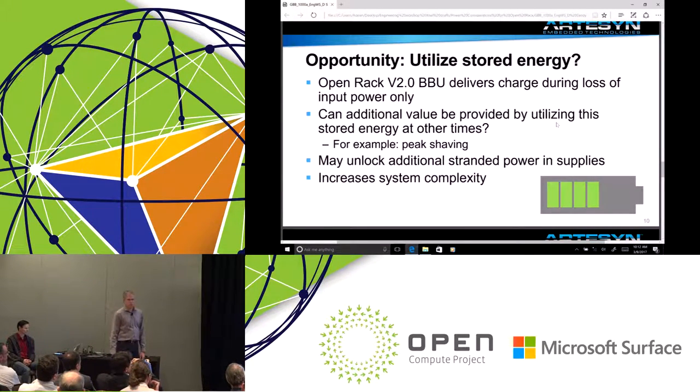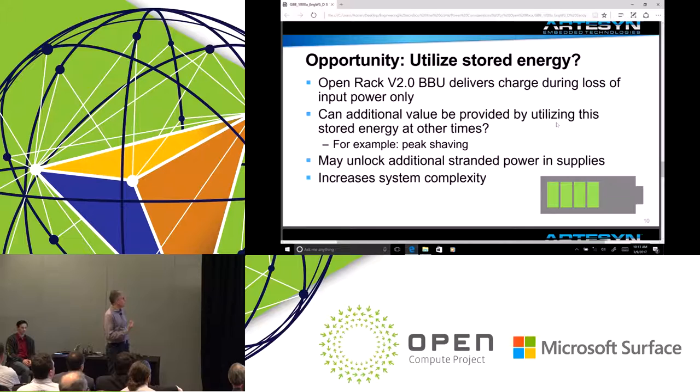This one, can we utilize the stored energy in other ways? There's local energy storage within the shelf. It's there primarily to hold up the system in the event of catastrophic input feed failure, right? So you're waiting for your diesel generators to come up. You hold up the power using the battery backup. The diesel generators come up, and the batteries start charging again. So it's just the fail-safe there. But if you have the batteries in there with some changes to the system, you can potentially use that spare battery capacity to do things like peak shaving, right? Not a new concept, but not one that's currently implemented.